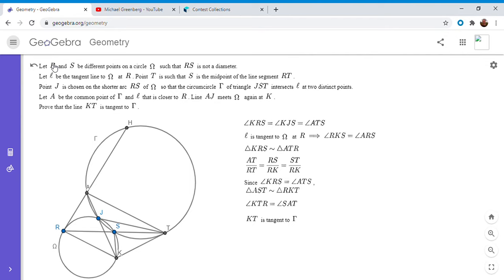So yeah, not the hardest IMO problem, but like I mentioned, visually a little bit challenging.